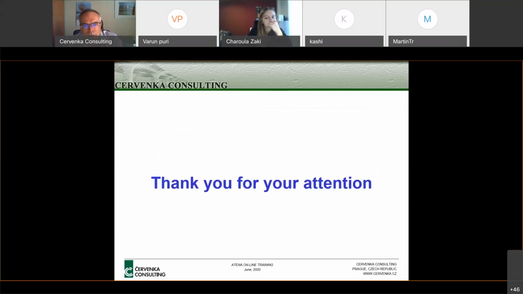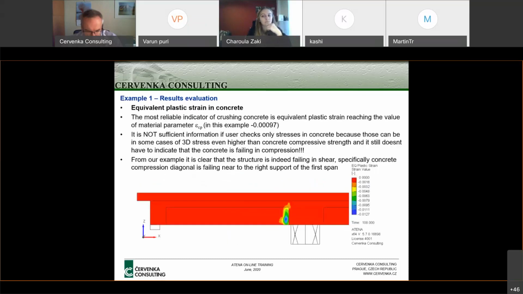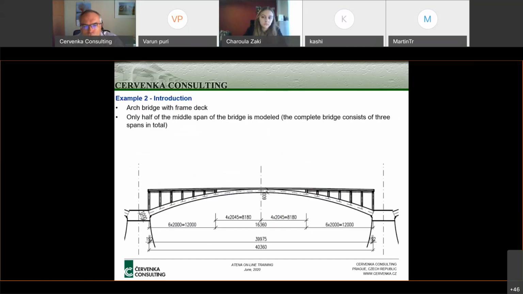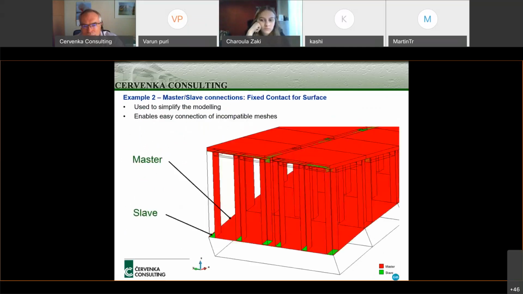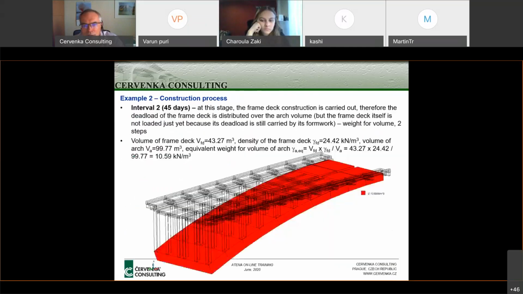So this is one example, and I wanted to show another one which is more complex. This is this bridge, but we are running out of time. I think I should look at some of the questions here. So let me look at the chat window.